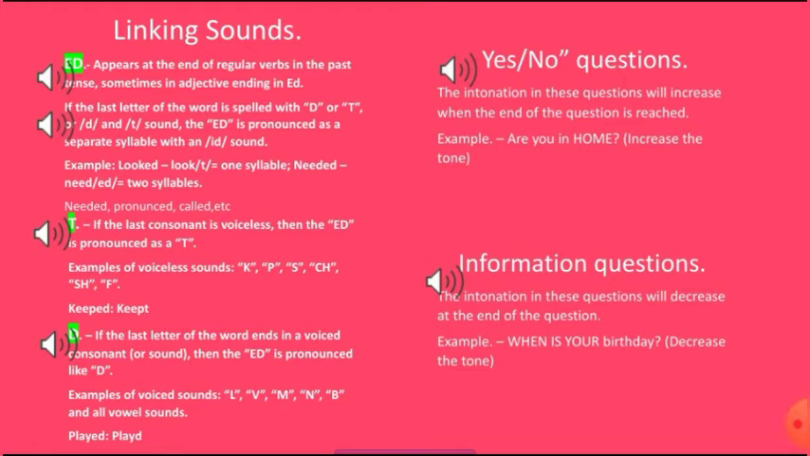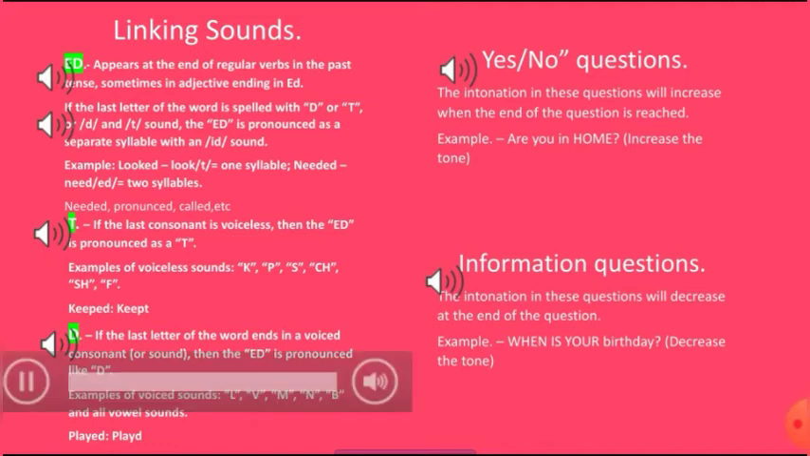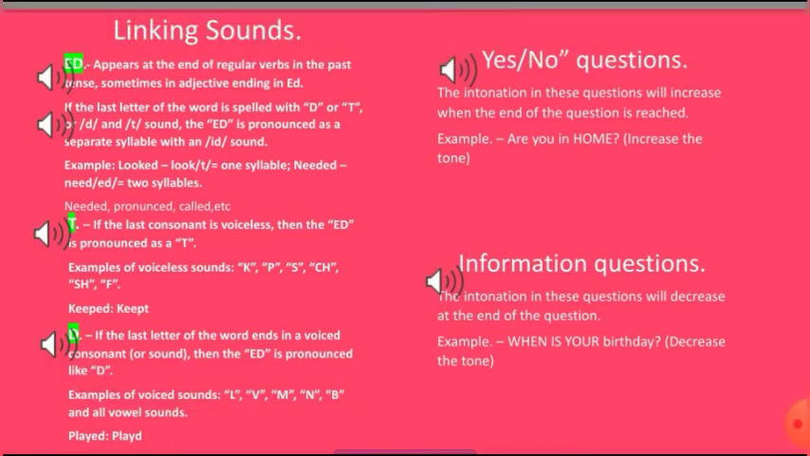If the last consonant is voiceless, then the -ed is pronounced as a t. For example, you cooked this great dinner? If the last letter of the word ends in a voiced consonant or sound, then the -ed is pronounced like d. For example, you called Monica yesterday?